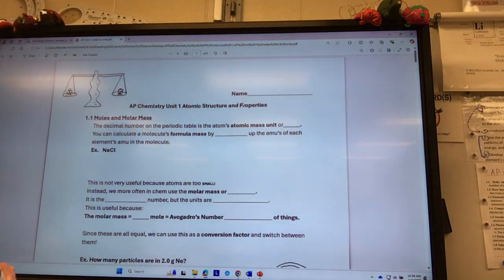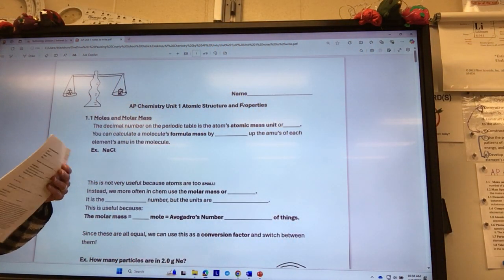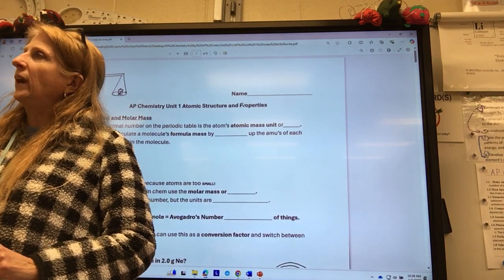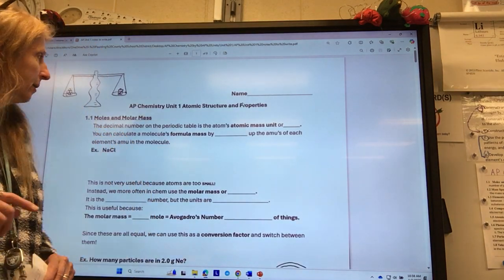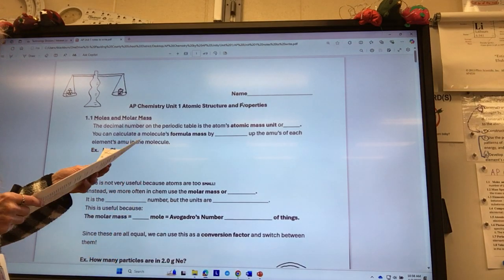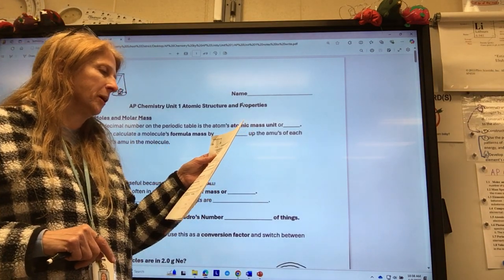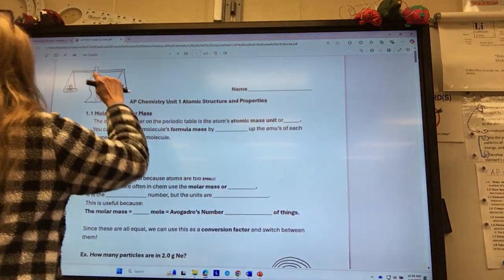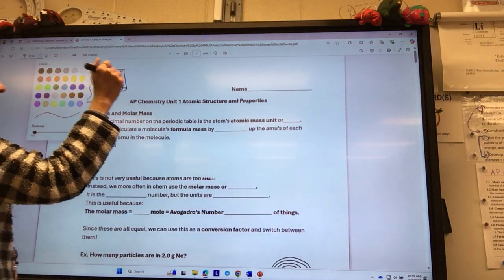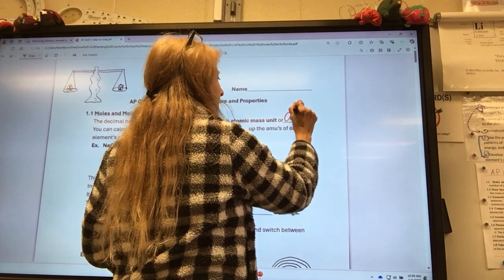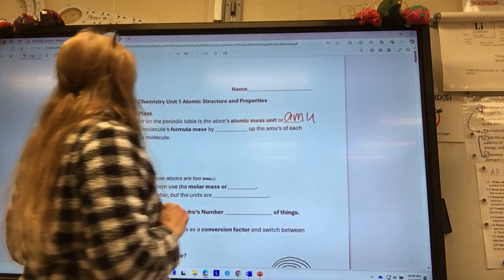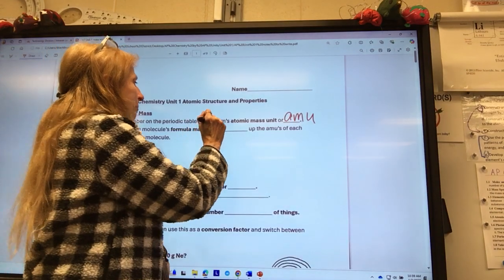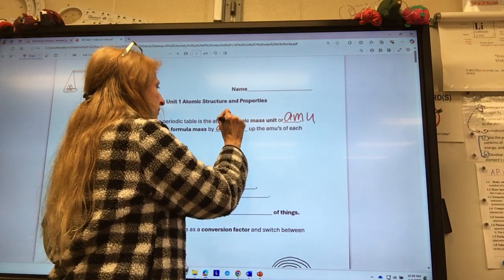Okay, moles and molar mass. On the periodic table, the masses are those red numbers with decimals, right? So these are the decimals. The periodic table gives the atomic mass, or AMU. You can calculate a molecule's formula mass by adding up.